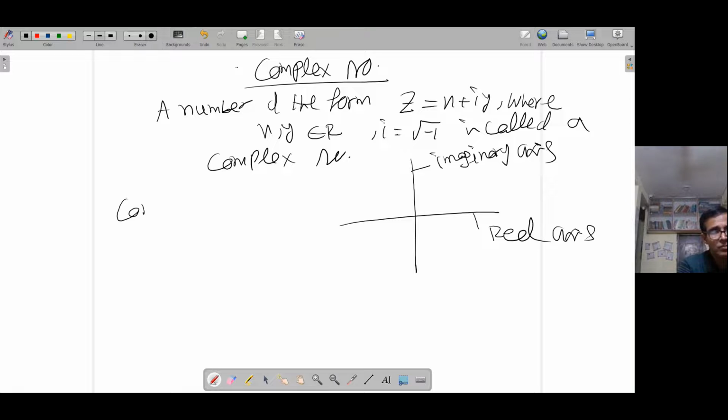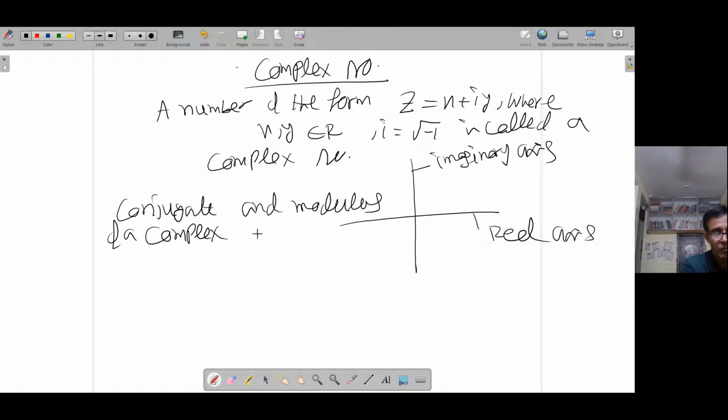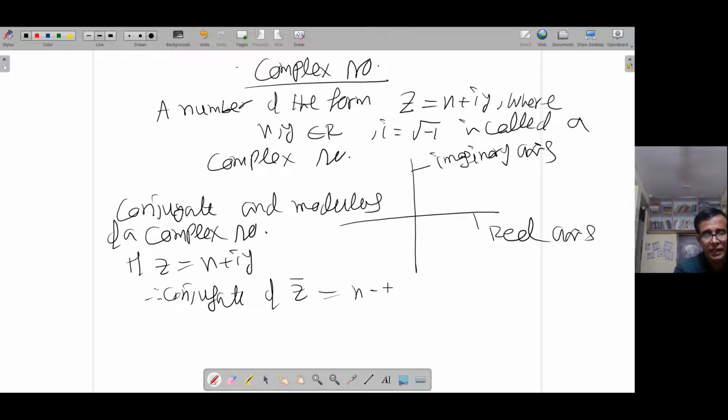Now, the conjugate and modulus of a complex number. If z is equal to x plus iy is a complex number, then the conjugate of z is x minus iy. You always change the sign of iota: x minus iy. This is the conjugate.